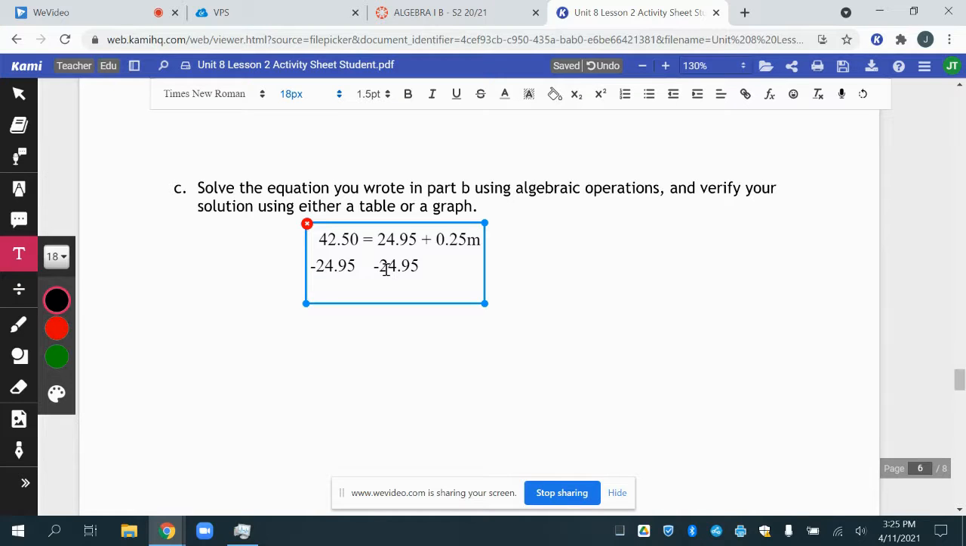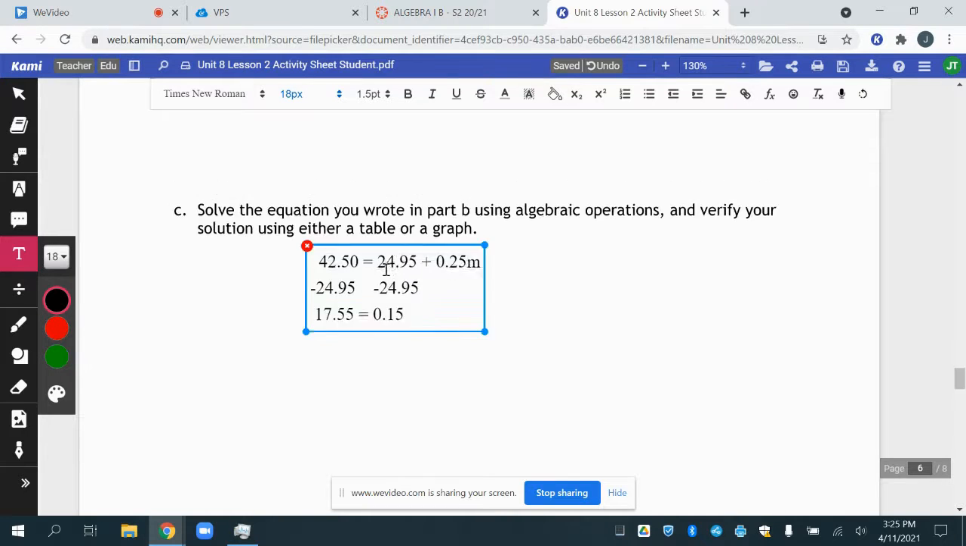$42.50 minus $24.95 leaves me with $17.55. So that means if $24.95 of my $42.50 that I spent was to rent the thing in the first place, the other $17.55 must have to do with how many miles I drove. And that's what this is saying.